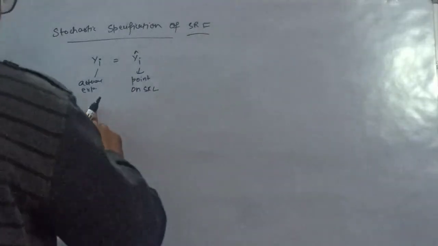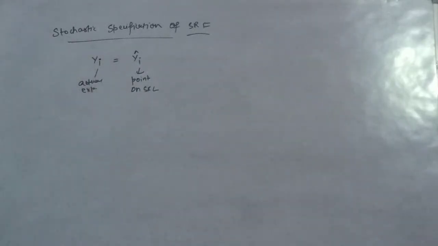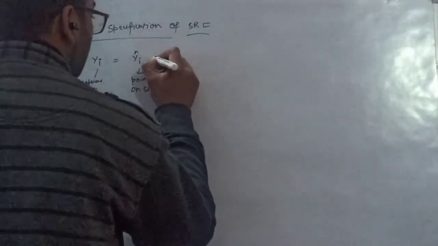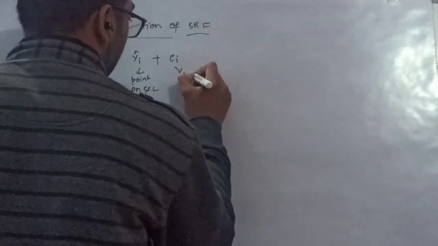So now can these be equal? Yeah, maybe, but not every time. So in the population regression function PRF, we added an error term, that is Ui. Similarly, here we add the term ei, and here we call it the residual term.